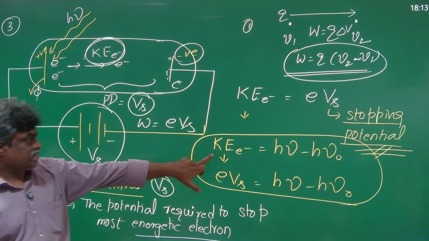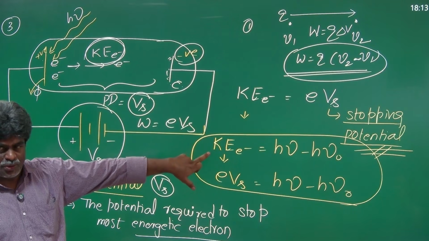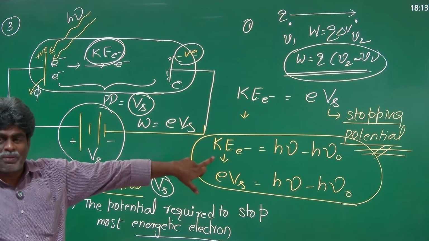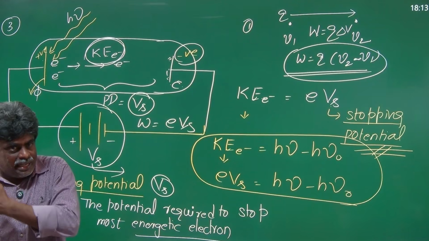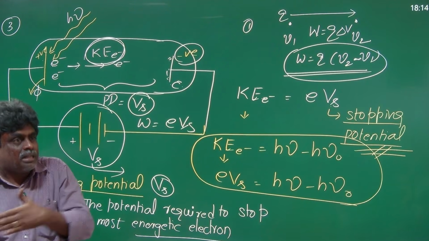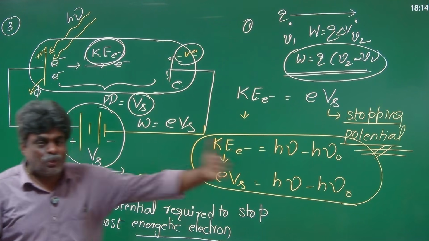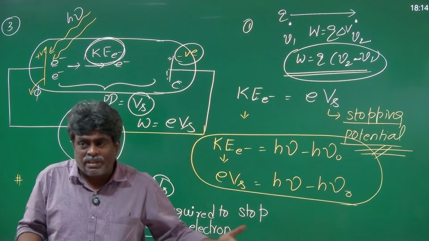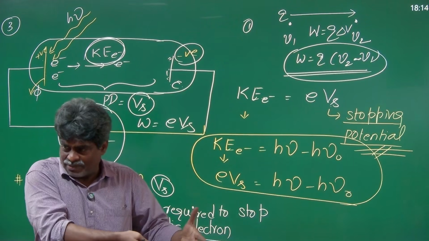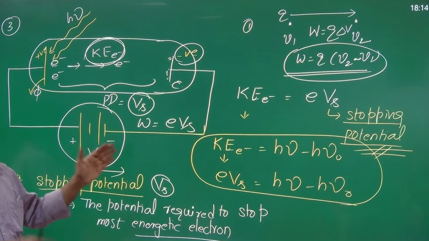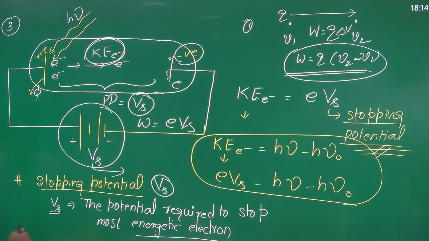Once again, this is the kinetic energy equation, everyone see. So what is the kinetic energy equation? h nu minus h nu naught. But that kinetic energy must be equal to eVs. Why? Because whatever the kinetic energy of the electron, that is nothing but the work done to go from one point to another point. That work done is nothing but charge times potential difference, that is eVs, because we applied it here. So that kinetic energy must be equal to eVs. Everybody got the clarity? Right.